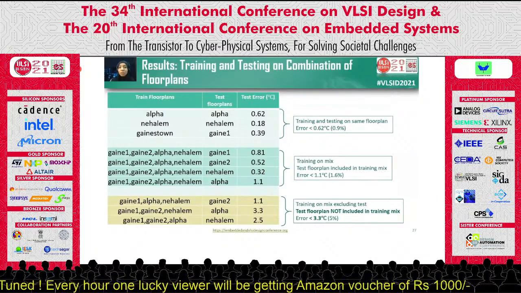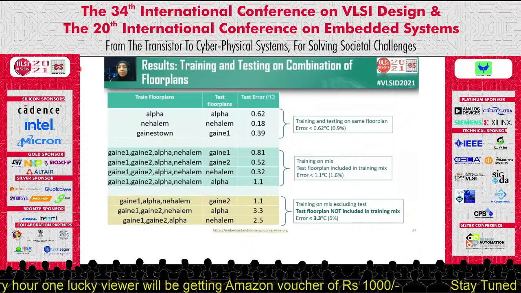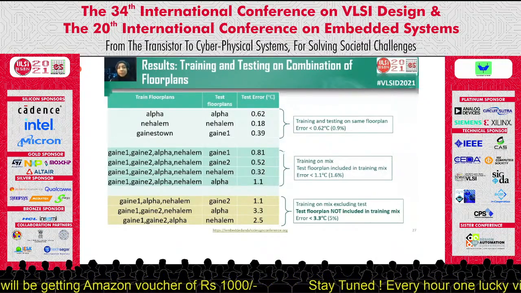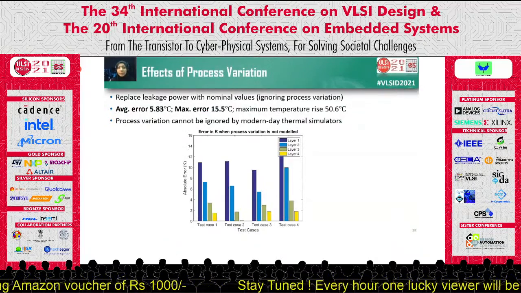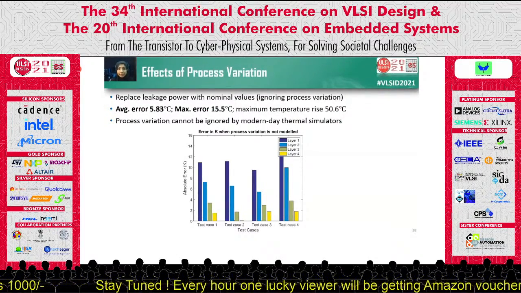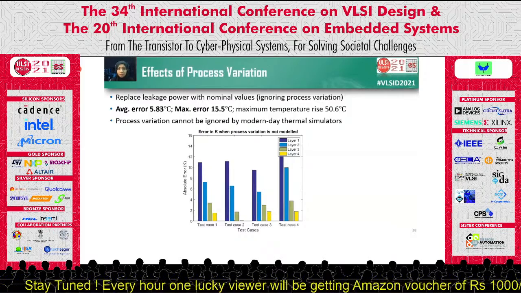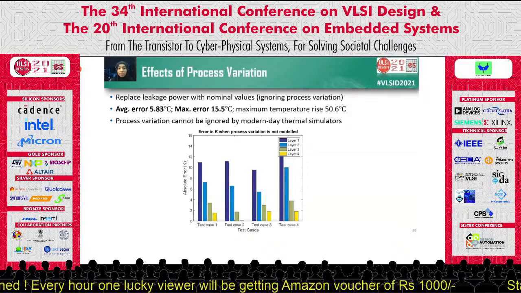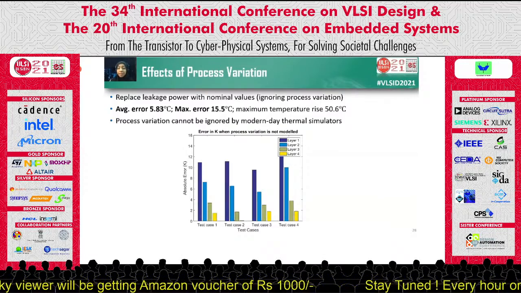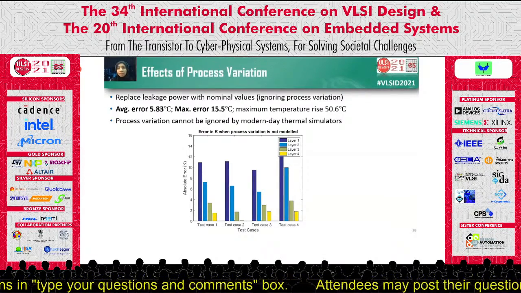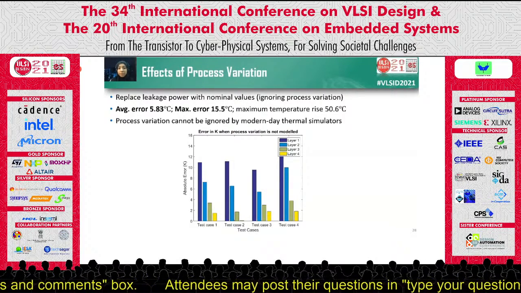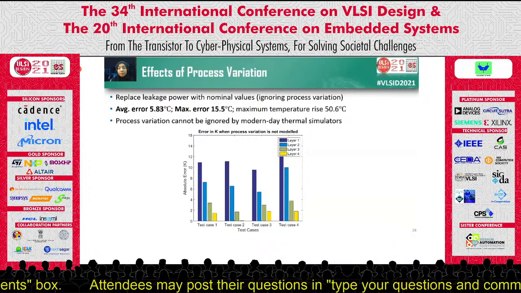This is similar to what state-of-the-art tools have obtained, which are much slower and ignore process variation. Next, we see what happens when process variation is ignored. So we study 4 different test cases by ignoring process variation, and we see that the average error is 5.83 degrees Celsius and the maximum error is 15 degrees Celsius. So we conclude that this is too high and process variation cannot be ignored by modern-day thermal simulators.